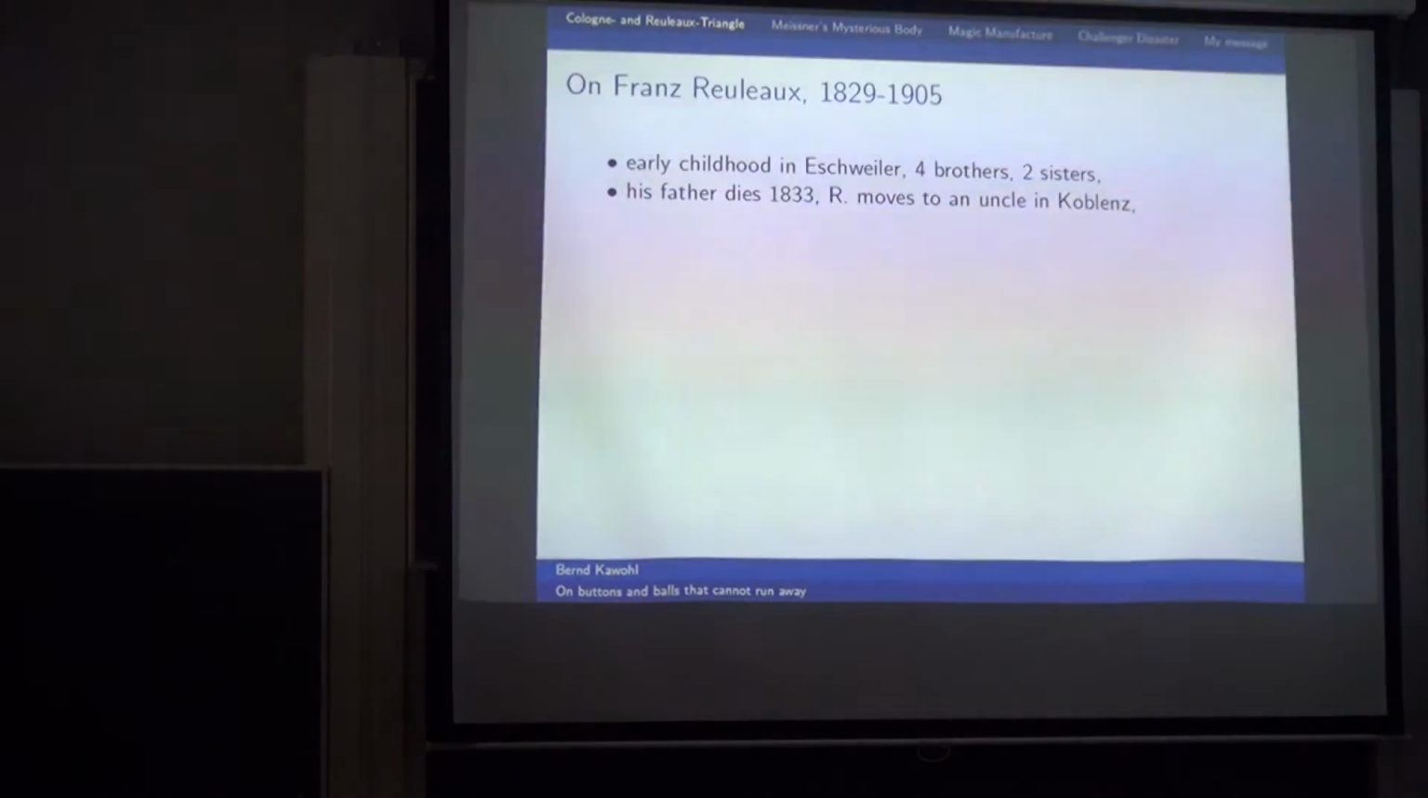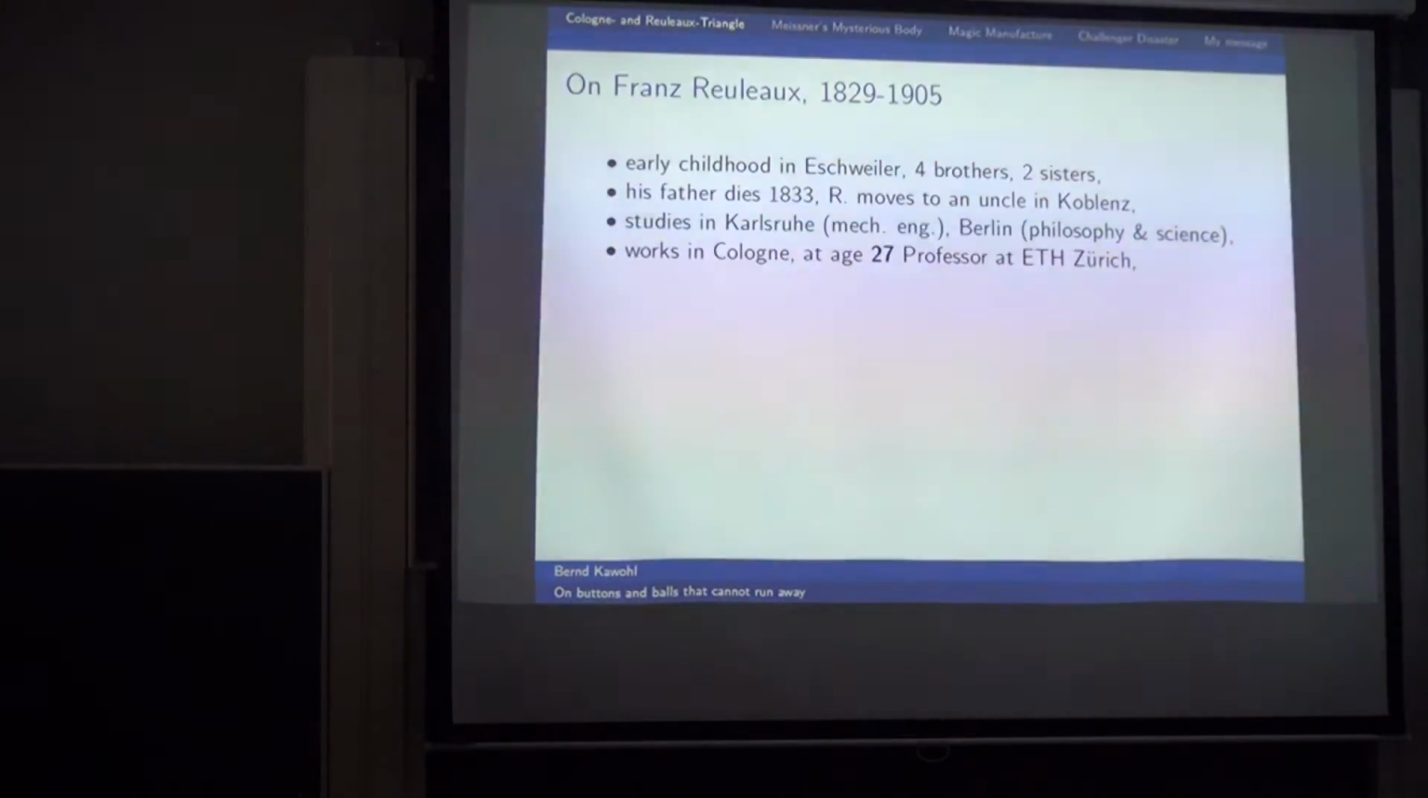Now, who was Rollo? Rollo lived, well, not in the last, but the second last century. He was born near Cologne, and there were 7 children. His father died when he was 3 years old, and then he moved to an uncle in Koblenz, and he studied mechanical engineering. One of his teachers was also the teacher of Skoda, who built cars later. And later he also studied philosophy and science in Berlin.